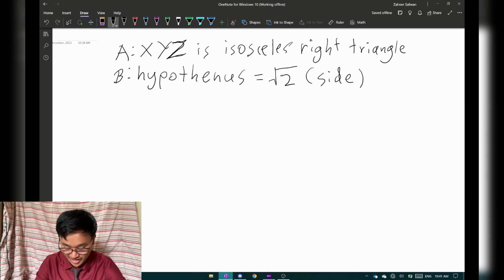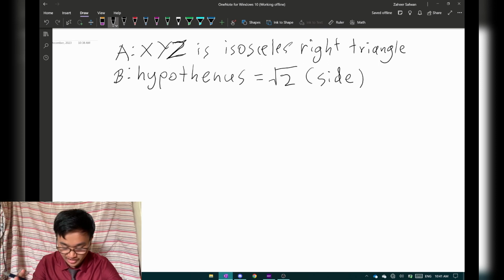Today I will be explaining about the forward and backward method. From the conclusion, we go through a backward process by deriving from it and simplifying it. And from the hypothesis, we use a forward process by expanding on it to get the same as the conclusion. The question: prove that if XYZ is an isosceles right triangle, then the hypotenuse is square root 2 times as long as one of the legs.